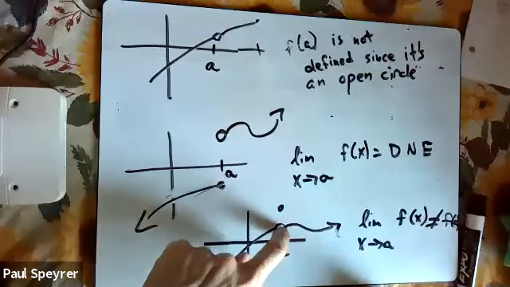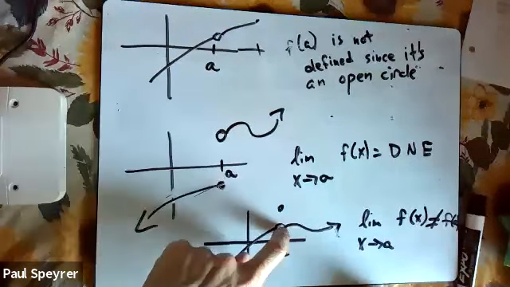So is f of -2 defined? The answer is no. Why? Because what is f of -2? That's 1 over -2 plus 2, which is 1 over 0. But that's undefined, because anything divided by 0 is undefined. So that's one of them right there.